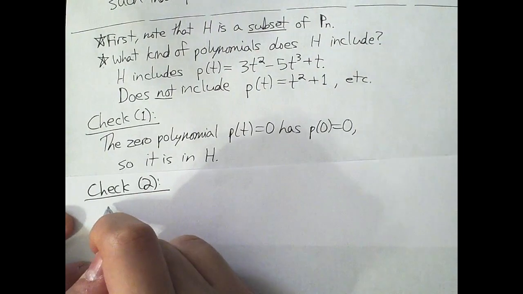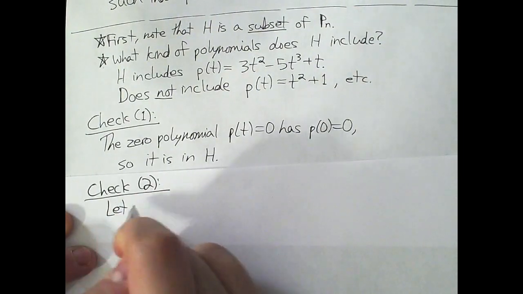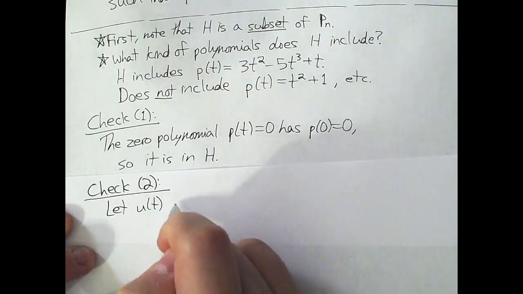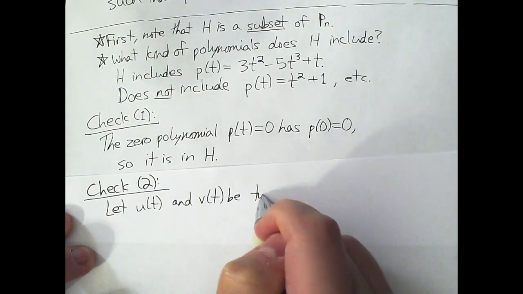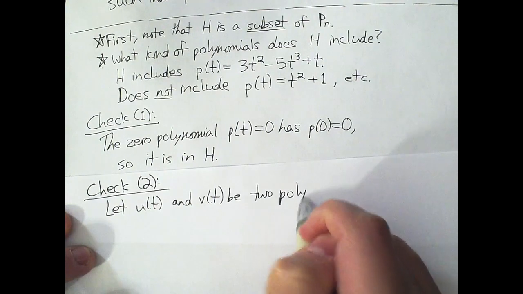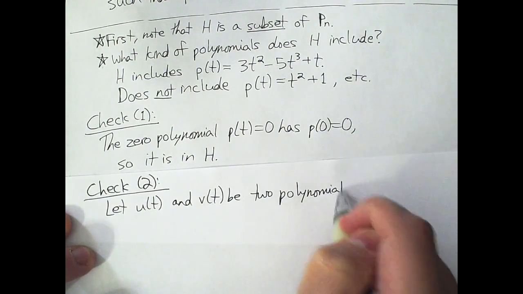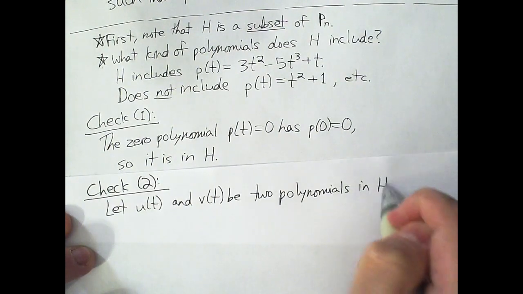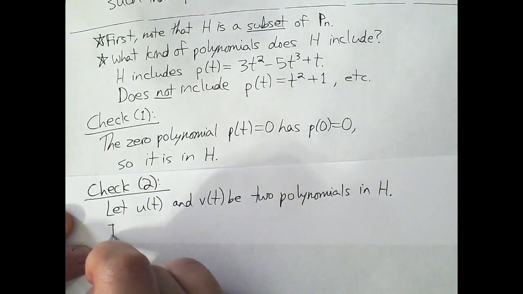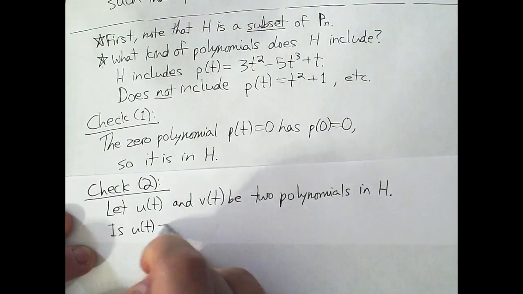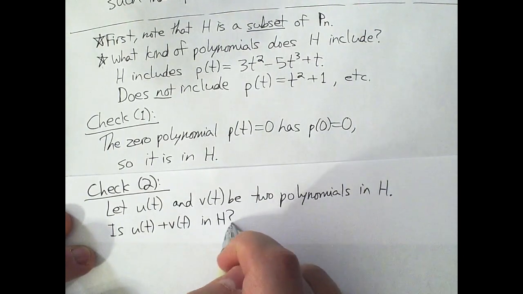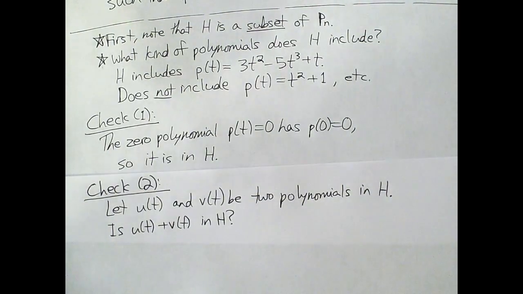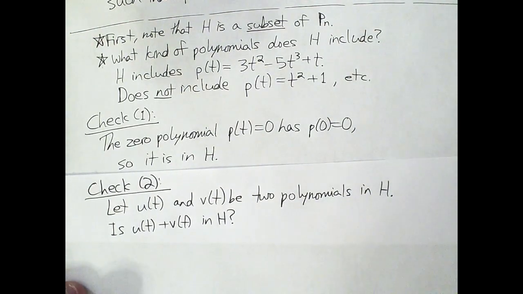Well, we need to have 2 things and add them together. So let u of t and v of t be 2 polynomials in H. Is u of t plus v of t also in H? We need to know that it's in H in order for this condition of a subspace to work.